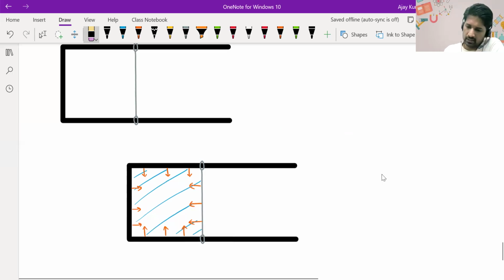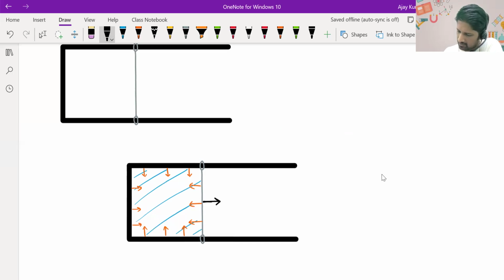But if you apply an additional force, you can hold that wire there. You can prevent it from moving. How much force do you have to apply? Whatever force surface tension is applying in the opposite direction, you will have to oppose that.